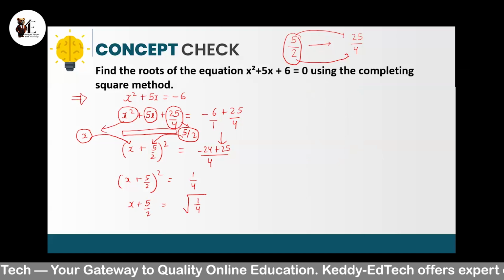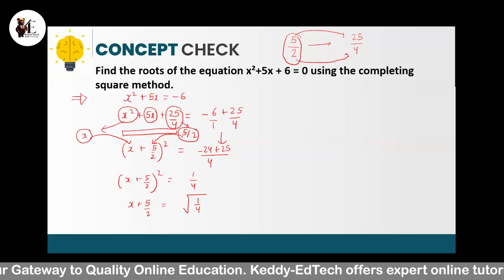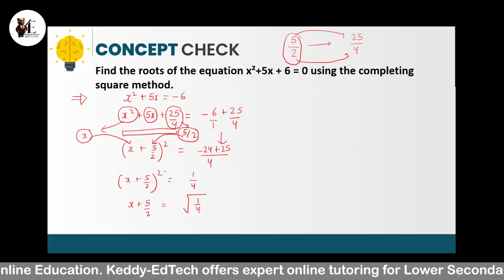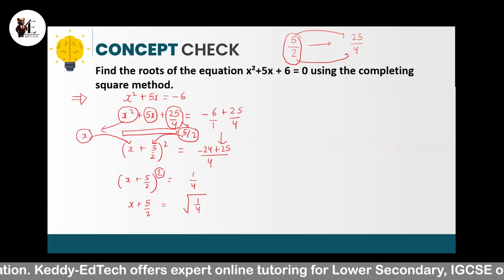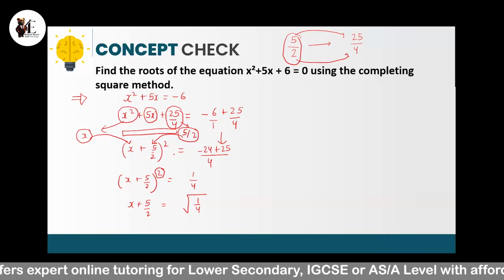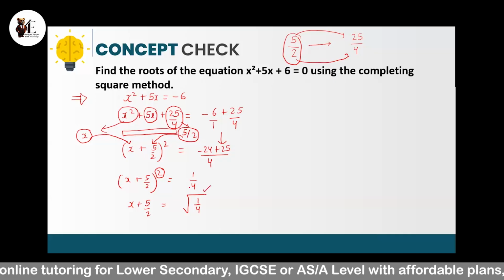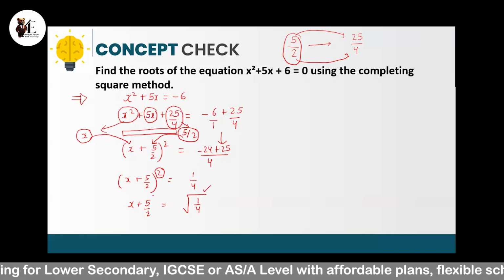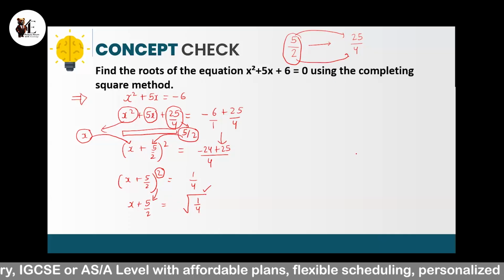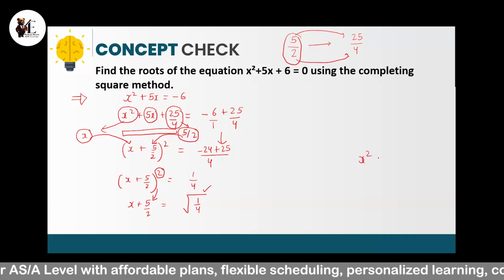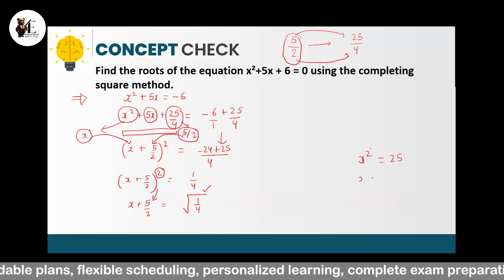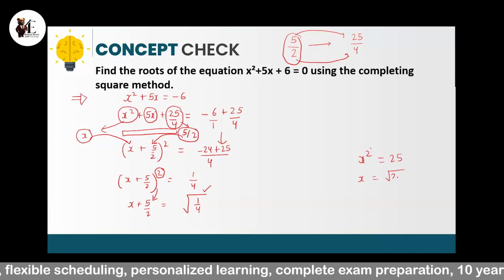Sorry, please repeat that. Yes, I'm saying that whenever we have a square and I want to remove that square sign from here, I have to put a square root on the other side. Like x square is equal to 25, and if I want to remove this square sign, I have to put a square root over here.